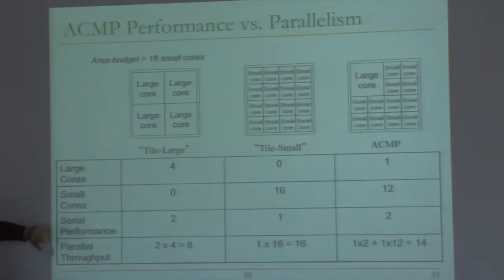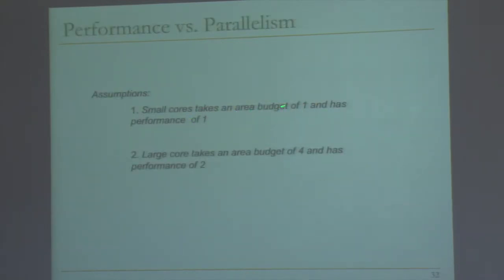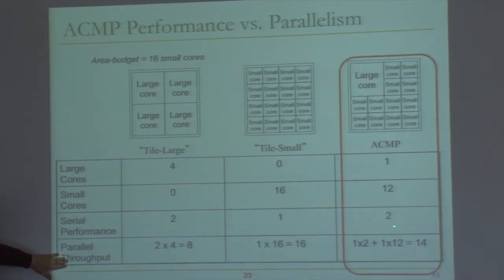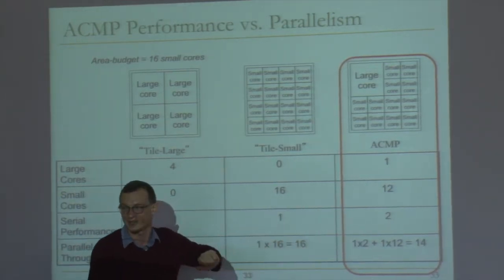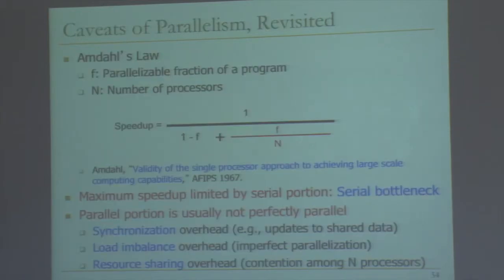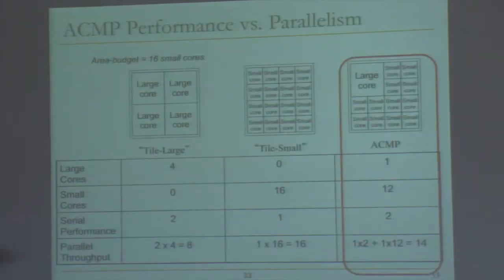It's pretty simple. If you remember these assumptions: a small core takes an area budget of 1 and has a performance of 1; a large core takes an area budget of 4 and has a performance of 2. If you evaluate these designs, this is what you get. Tile large has 4 large cores, 0 small cores, serial performance 2, parallel throughput 8. Tile small has 0 large cores, 16 small cores, serial performance 1, parallel throughput 16. And this one, we've already talked about: 1 large core, 12 small cores, serial performance 2, which is equivalent to this one, and parallel throughput 14, which is kind of equivalent to this one. That's why you will need to design this to be multi-threaded to do better. That way you can get the best of both worlds if you design this large core to be multi-threaded. So that's how you can accelerate serial portions.